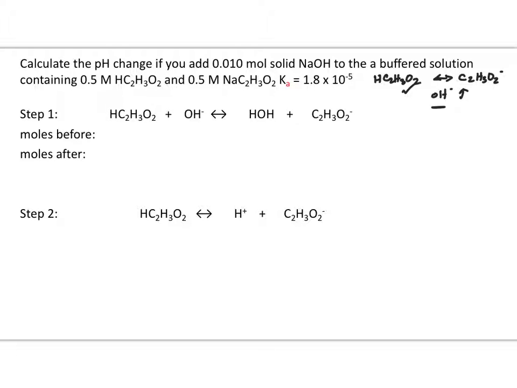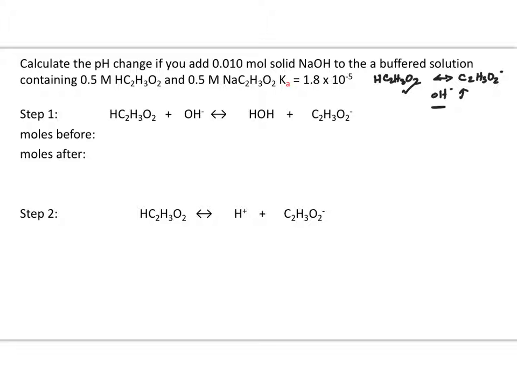Okay, so when we represent what's physically happening initially when we add the hydroxide, we're going to show our acetic acid and our hydroxide ion as both being on the reactant side, and then we're going to have our water and acetate ion as a product. So what we're going to do here is first figure out how the addition of hydroxide ion is going to affect the concentrations of our acetic acid and our acetate ion components of the buffer.